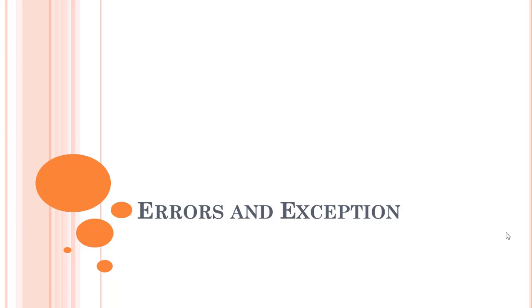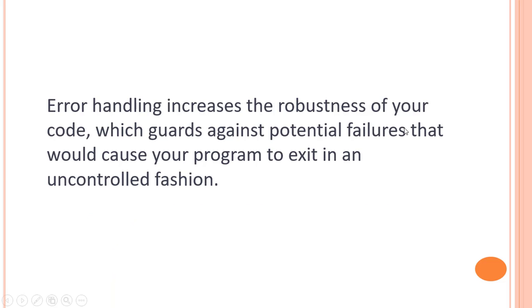If there's an error, there are ways to tackle that error. We can make certain mistakes while writing a program, right? That leads to an error when we try to run it. A Python program terminates as soon as it encounters an unhandled error. These errors can be classified broadly into two types, that is syntax errors and logical errors. Error handling increases the robustness of your code, which guards against potential failures that would cause your program to exit in an uncontrolled fashion.